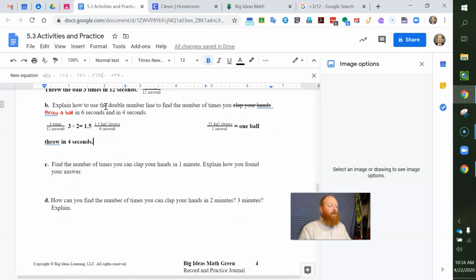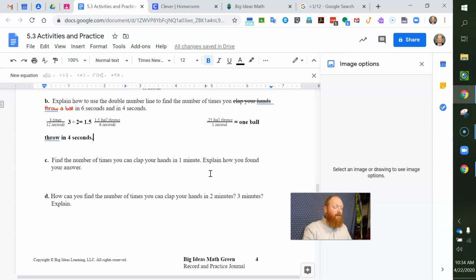Okay. Find the number of times you can throw the ball in 1 minute. Explain how you found your answer. Okay, so in 1 minute, now, let's see here. If I take this, here we are.